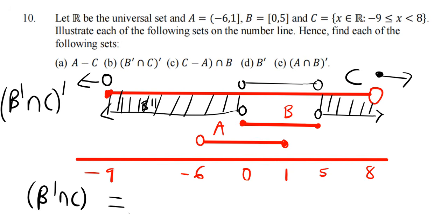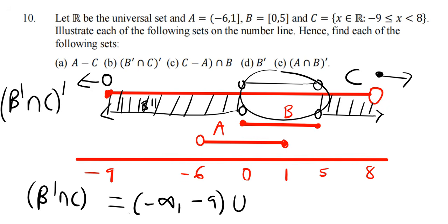So let's find that. Since we are going all the way from this direction, this is from -infinity to -9. Then you're going to say union. We come to this middle part. What about that middle part? We've got 0. Okay, then we've got 5.